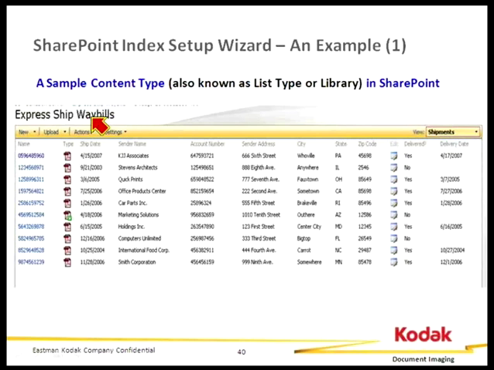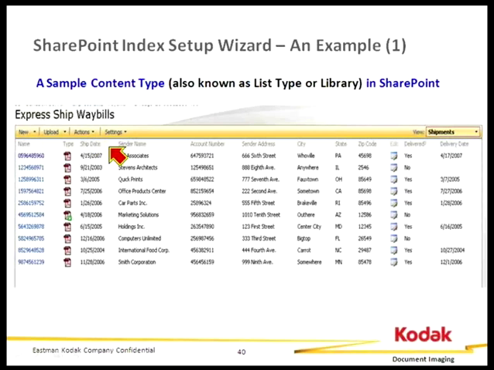Sometimes this could be a list, or it could be what in SharePoint 2010 is called the content type. There's different terminology. I think content type is kind of the overarching term, and then a content type could either be a library or a list. In this particular case, this is a SharePoint library called Express Ship Waybills.